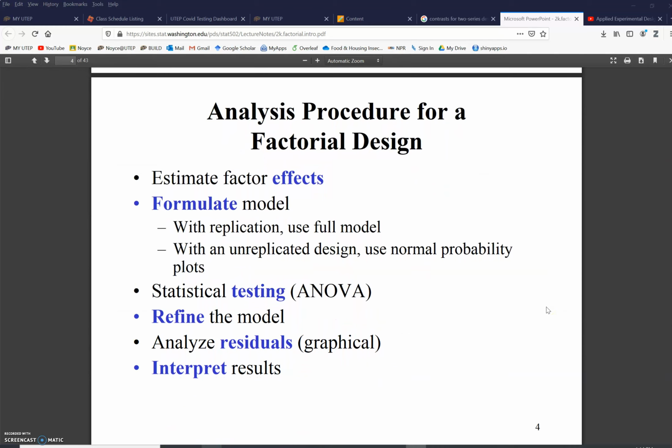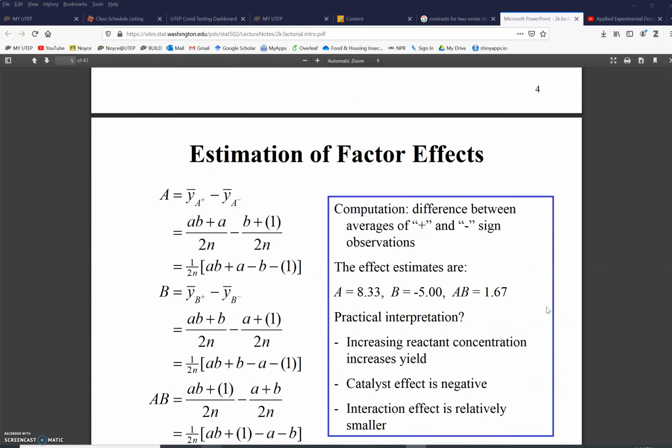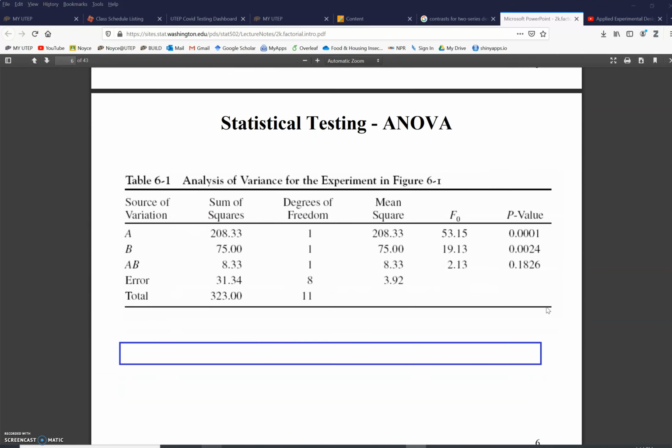So of course, in the last set of notes, what we would have done is go through and do all the testing and refinement. And we could have estimated each of these effects. Now notice the degrees of freedom is 1 for each of these. This is partly what we worked out together in class earlier in the week. And our error has 8 degrees of freedom out of the total.